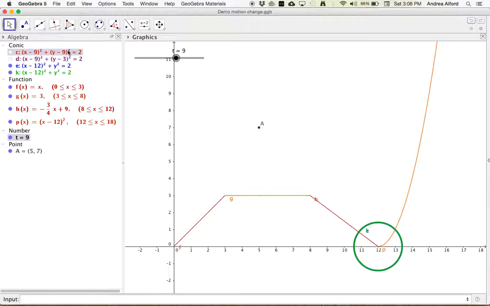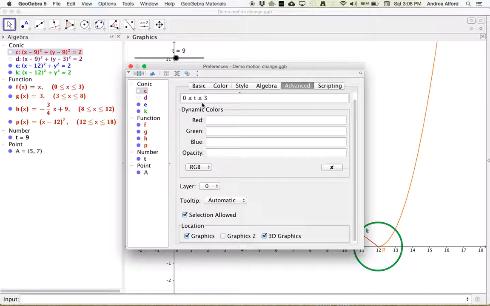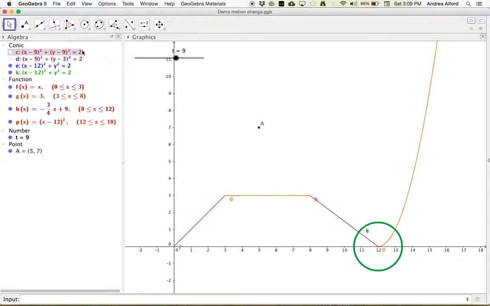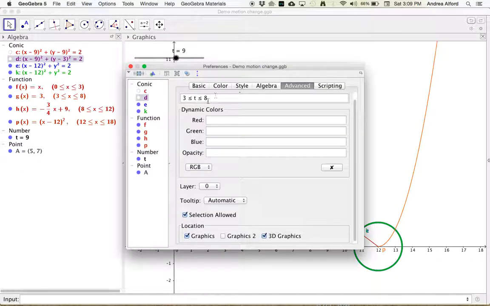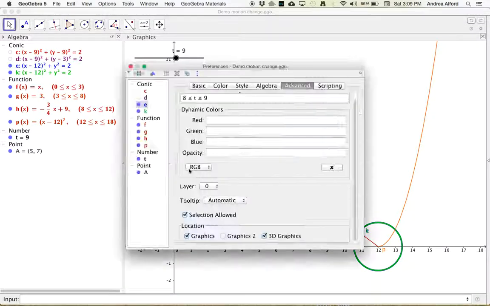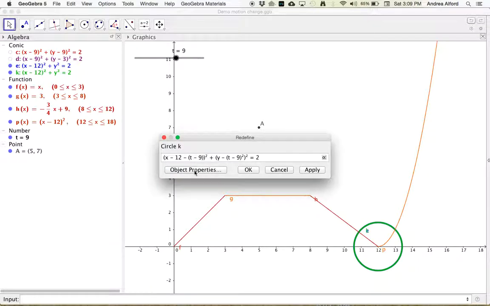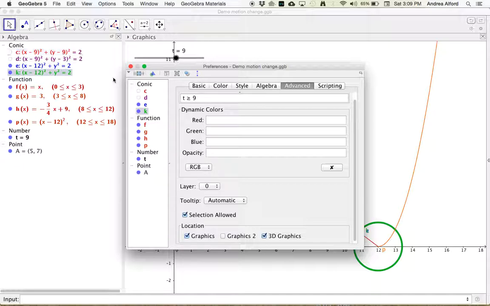Now notice something I didn't say before: when I set my object properties, this first circle I only want to show up for the first 3 seconds. My second circle I want to show up between 3 and 8. My next circle, because I'm going down a line with a slope of 3/4, I'm moving faster. So I noticed that I hit the bottom here just after 1 second. So that gave me t equal to 9. And now this circle is going to be for t greater than or equal to 9.